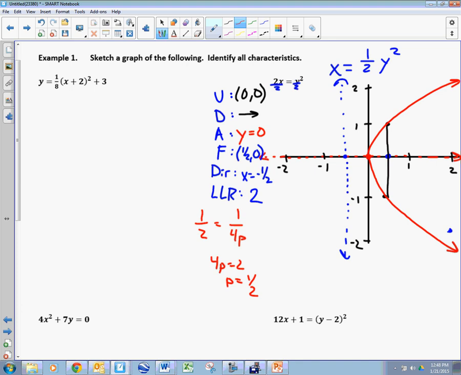And again, the definition of a parabola is all points that are equidistant from the focus and the directrix. So I can see how good of a job I've done.